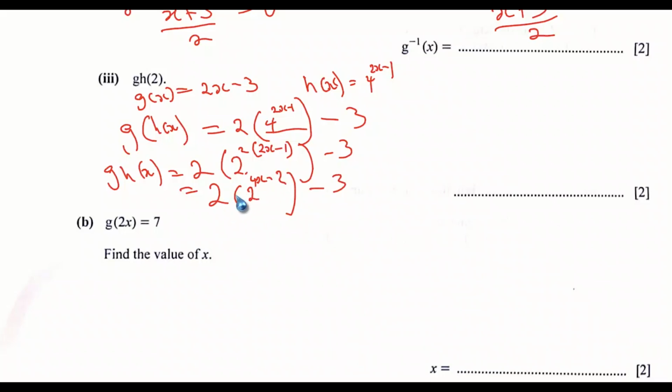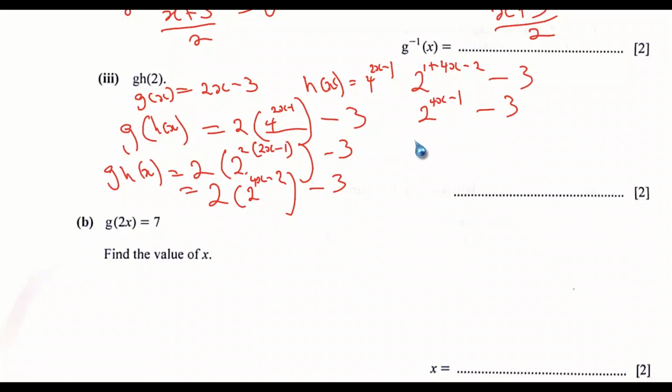So we can apply multiplication of indices here. So we are going to have 2 into 1 plus 4x minus 2, then minus 3. That is gh of x. So if we simplify further, we have 2 to the power of 4x minus 1, then minus 3. So now we can get gh of 2.